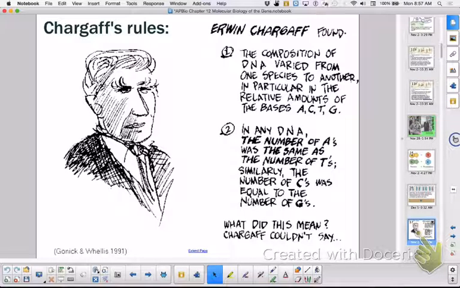That the composition of DNA would vary from one species to another. Each species has a certain number approximately, like humans have a certain number. We're almost even on ours. But in any DNA, the number of A's was the same as the number of T's, and the number of G's and C's were about the same. That's what he came up with, okay?